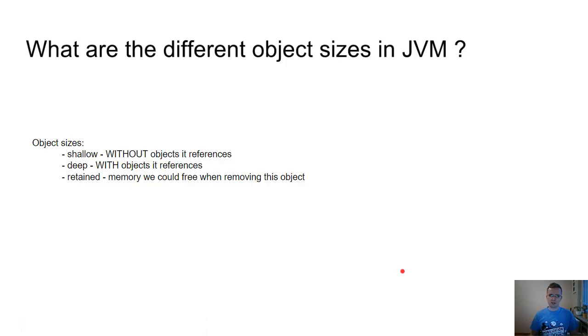What are the different object sizes in the JVM? We have the shallow size, which is the object size without the objects it references. The deep size is the object size with the objects it references. And very crucial for finding memory leaks is the retained object size, which is the memory that could be freed when removing this object along with all of the objects which this object references. So it's vital when you want to find a memory leak because we order by this value.